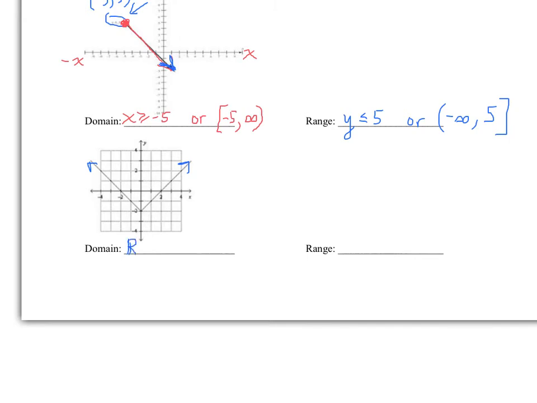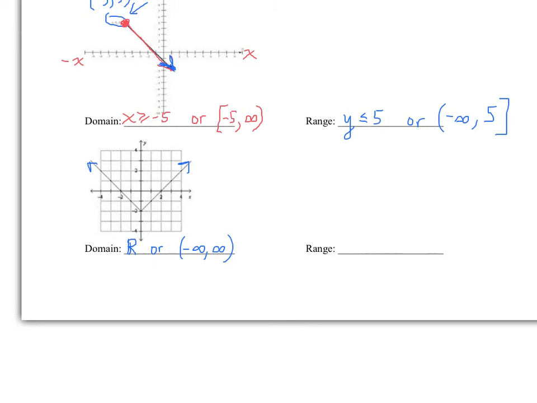So that capital R looking symbol, that's our symbol for all reals. Or if you wanted to use interval notation, -infinity to +infinity. That's how we say it takes on all real numbers. There's nothing x can't be.